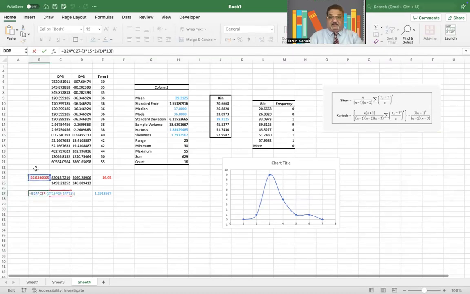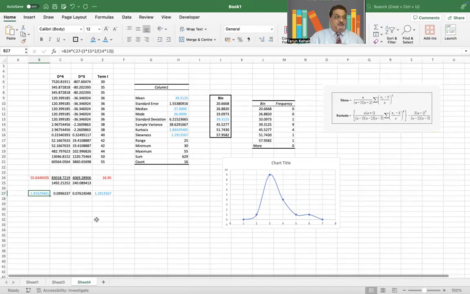So that's how you compute the kurtosis. So take the summation xi minus x bar to the power of 4 by standard deviation to the power of 4, multiply that with the bias, which is n into n plus 1 by n minus 1 into n minus 2 into n minus 3. And then from that value, we will reduce 3 times n minus 1 square divided by n minus 2 into n minus 3. And then that will be your kurtosis value.